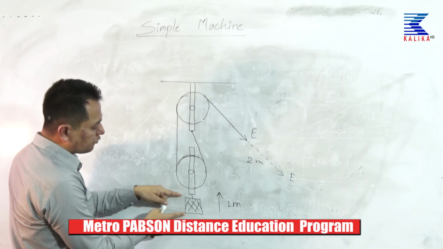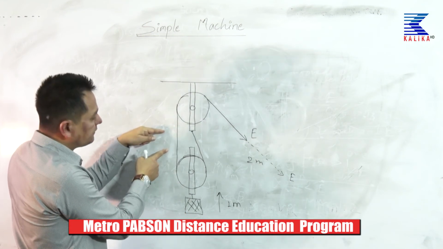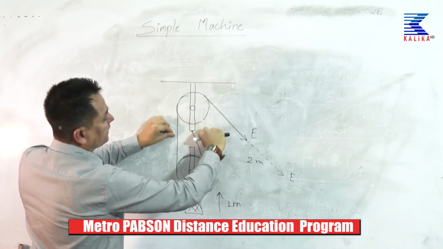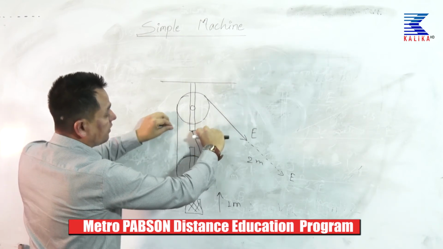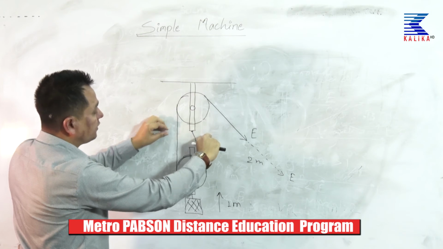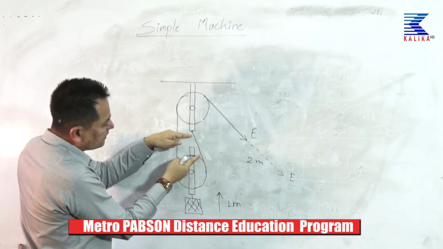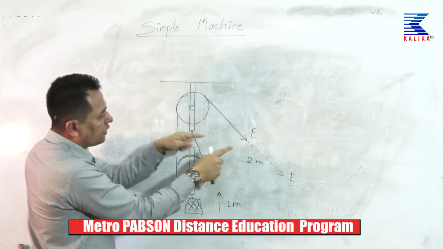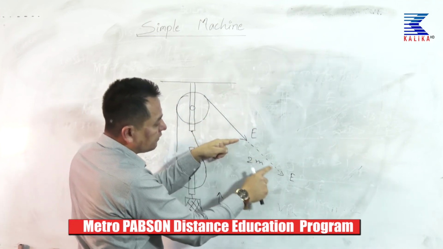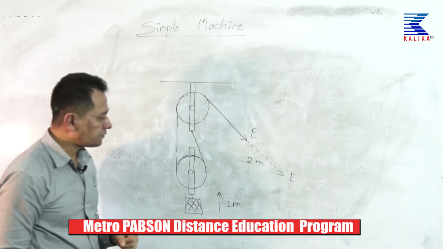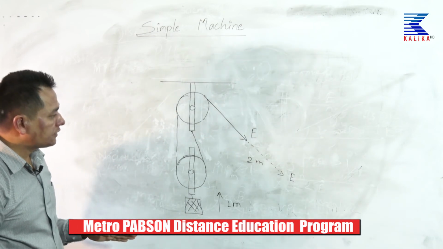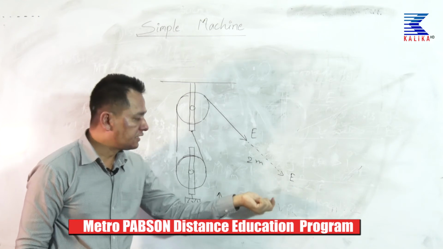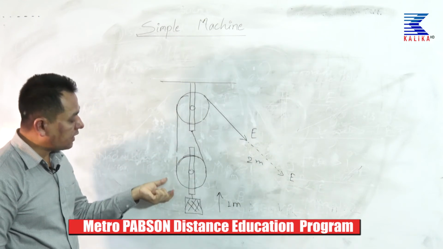To make the load move up by 1 meter, this section of rope and this section of rope both should decrease by 1 meter. So to make it short by 1 meter, we should pull the rope from here by 2 meters. It means the distance traveled by effort here is double the distance traveled by load.